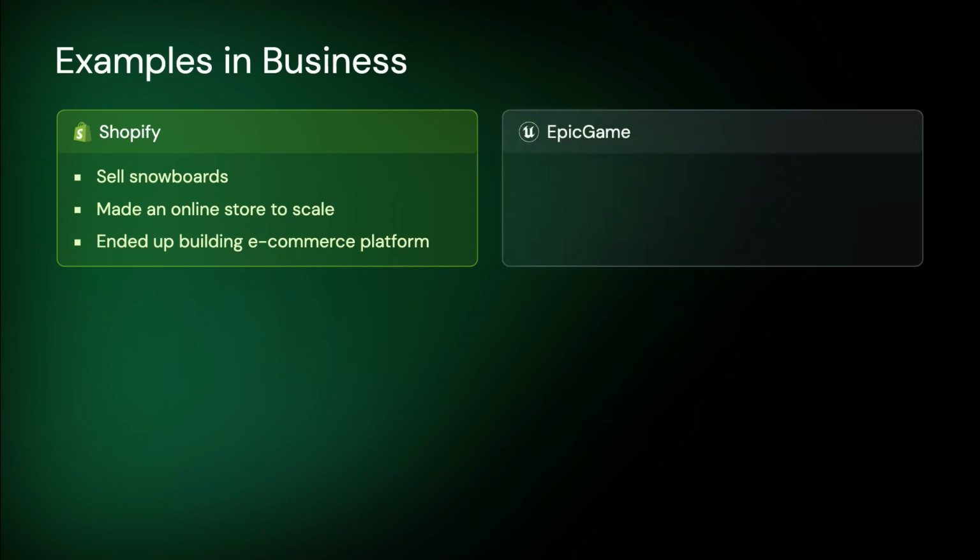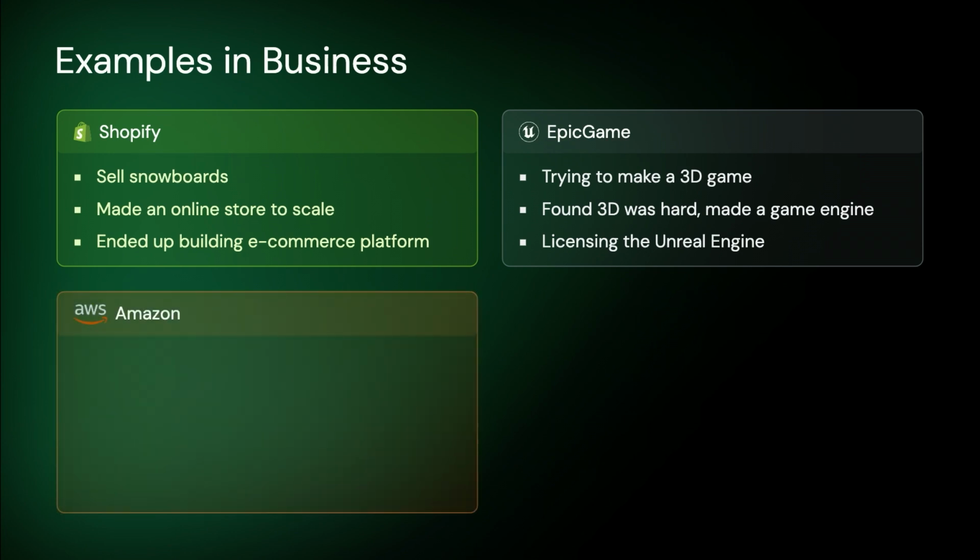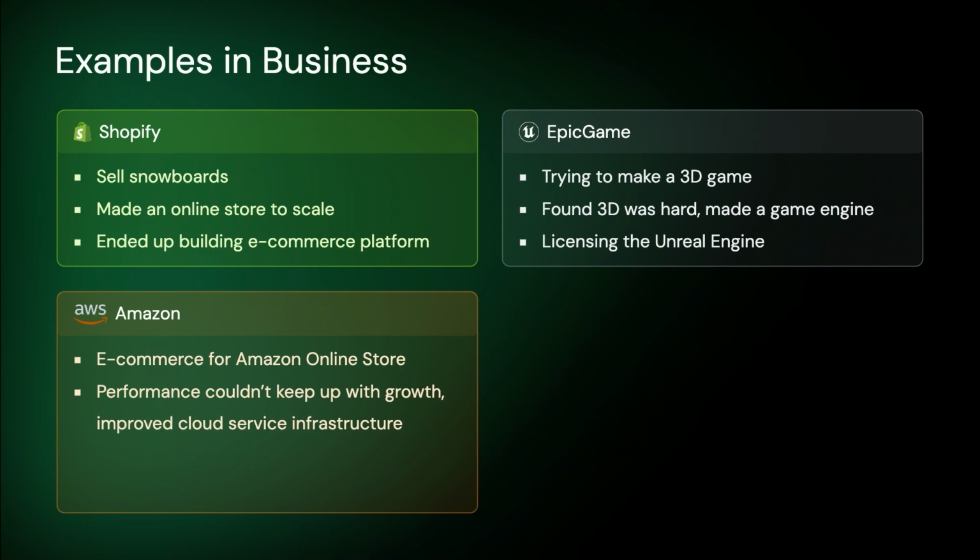And we also have Epic Games. They first started by trying to make a 3D game, and then they found out that 3D games are really hard to make. So they decided to make an engine first to make things easier. Now the engine is called Unreal Engine, and they are licensing it to other game developers. Similarly, we have Amazon, which first started working on their infrastructure to support their stores and ended up with AWS, which is now Amazon's largest revenue source.